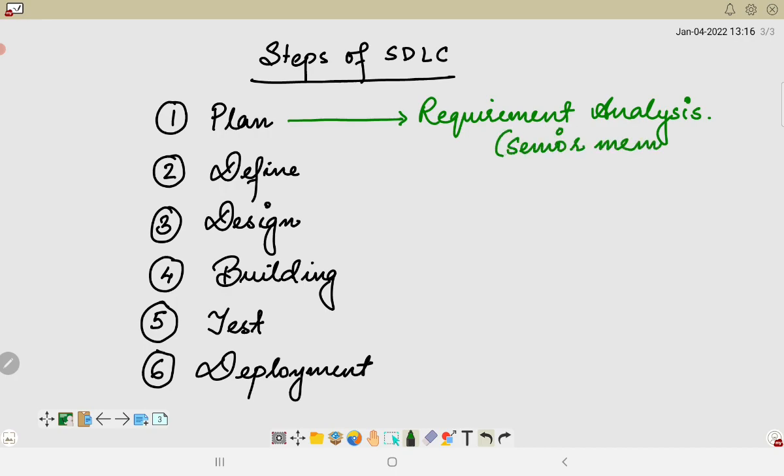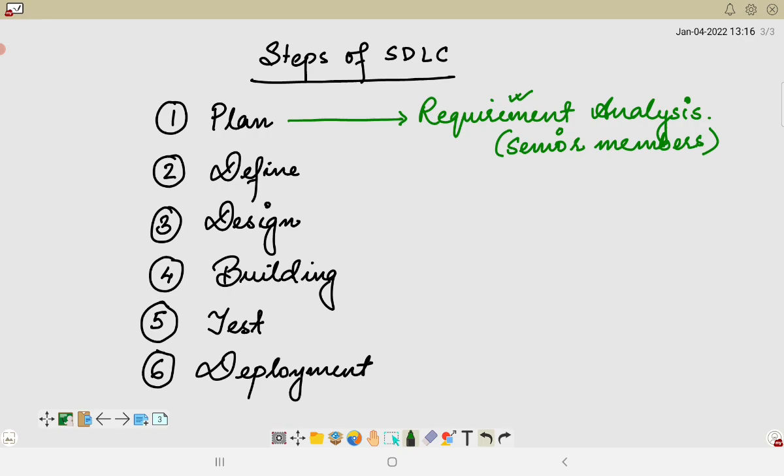Not that the junior members are not eligible. If they have the requisite amount of experience in that field, they can do that. Otherwise, the senior members of the team take input from the customer, the sales department, the market surveys and the domain experts in the industry, and they calculate what the requirements will be for that particular software.